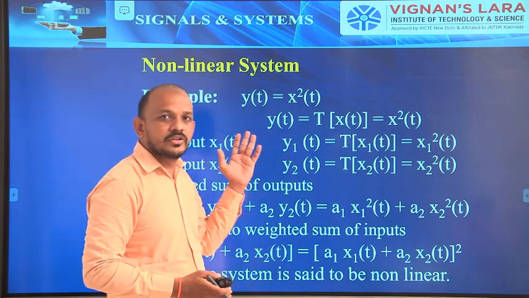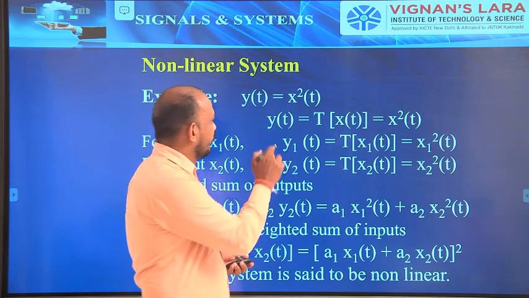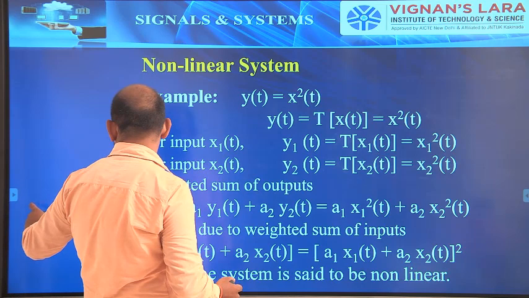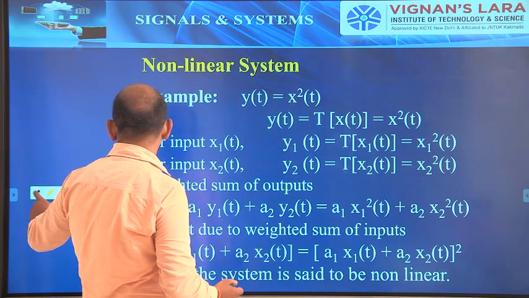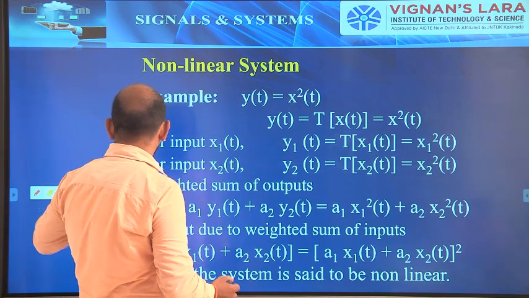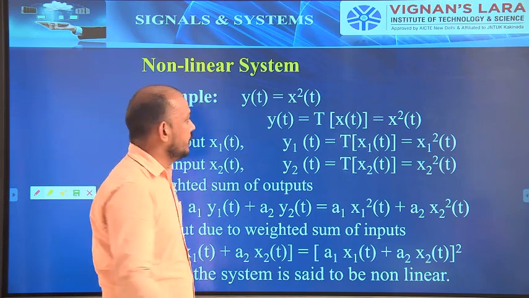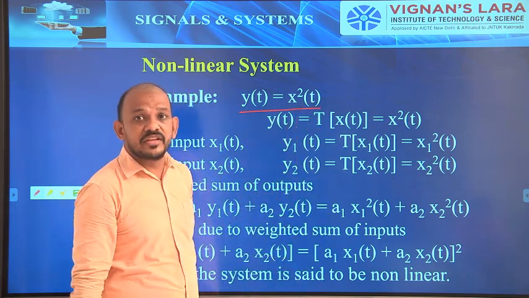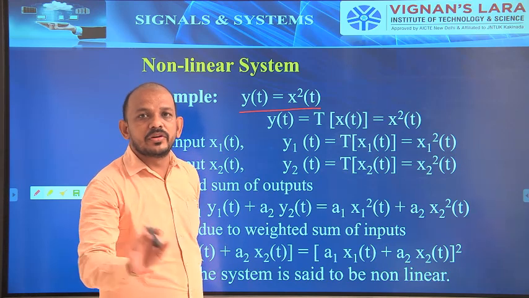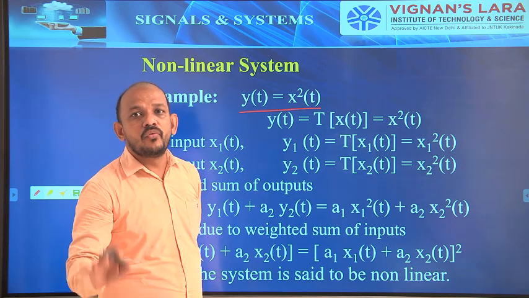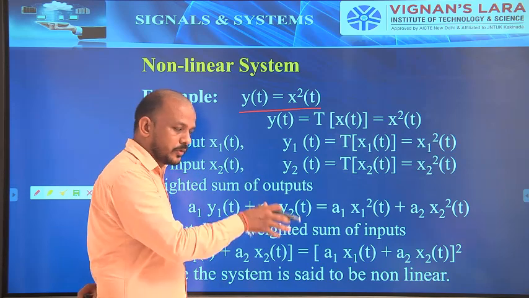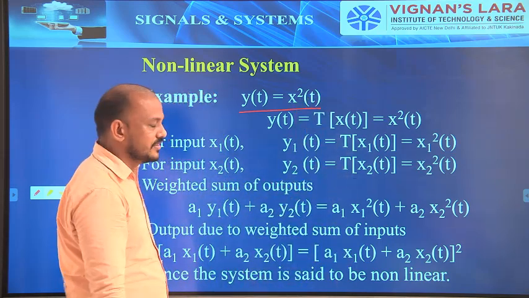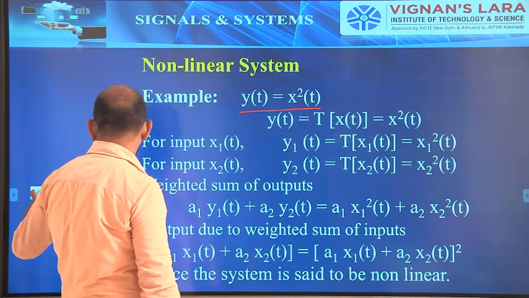I am explaining about the non-linear system. So for this given system, the output due to the weighted sum of inputs should not be equal to the weighted sum of outputs. So we have to prove that one. Then only we can say this is a non-linear system. So we will see the method for that one.